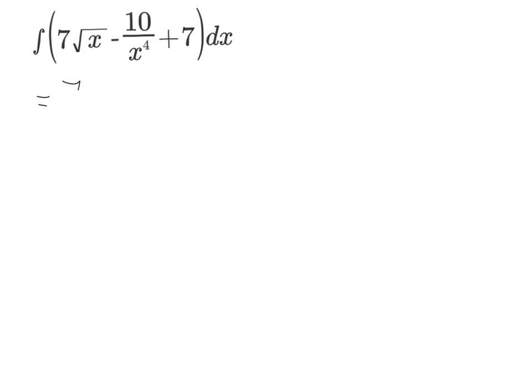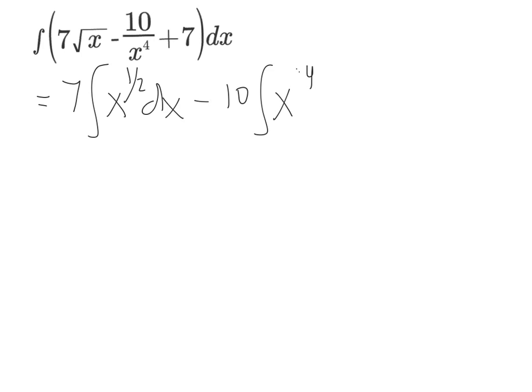I'm going to start off by putting that 7 in front of an integral sign, and then square root of x I'm going to write as x to the 1/2 dx. Okay, I'm going to do a similar thing to the next term. I'm going to bring the 10 in front of the integral sign, and then instead of 1/x to the fourth, I'm going to write this as x to the negative fourth power.